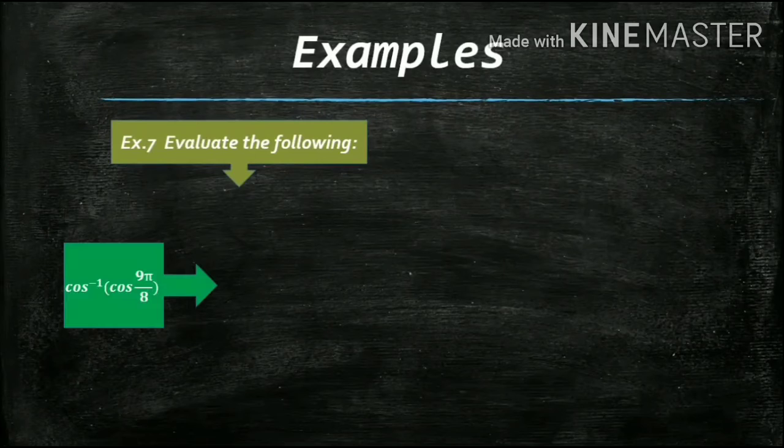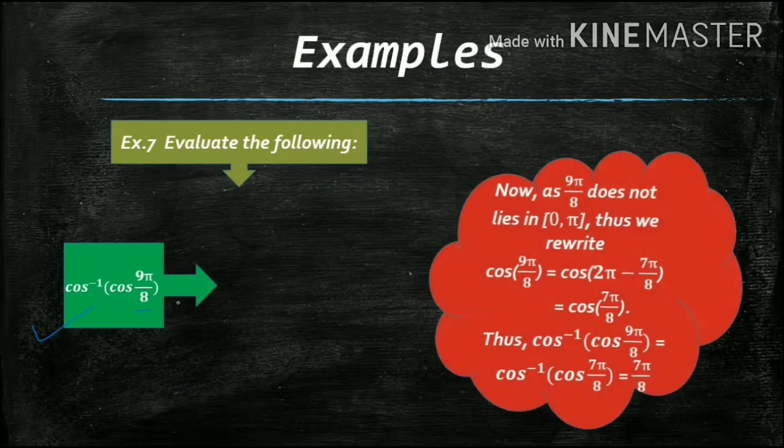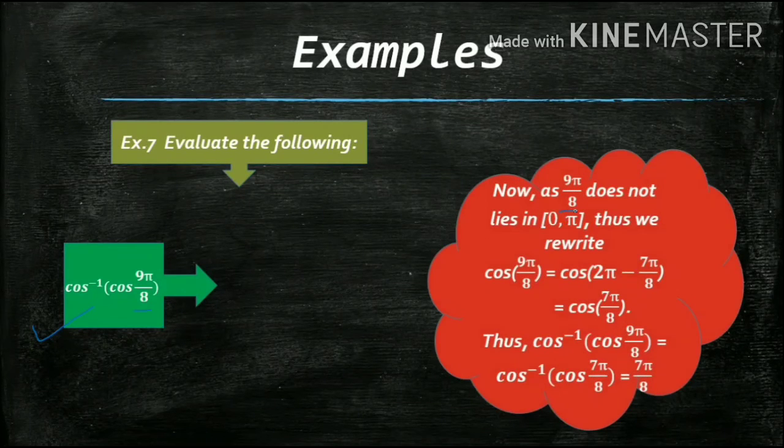let's see one more example. Suppose you need to find the value of cos inverse of cos of 9 pi by 8. Now clearly you can say that 9 pi by 8 does not belong to the closed interval 0 comma pi. You know that. So again proceeding the same, 9 pi by 8 does not lie in the closed interval 0 comma pi. So we rewrite cos 9 pi by 8 as cos of 2 pi minus 7 pi by 8. You can do that.